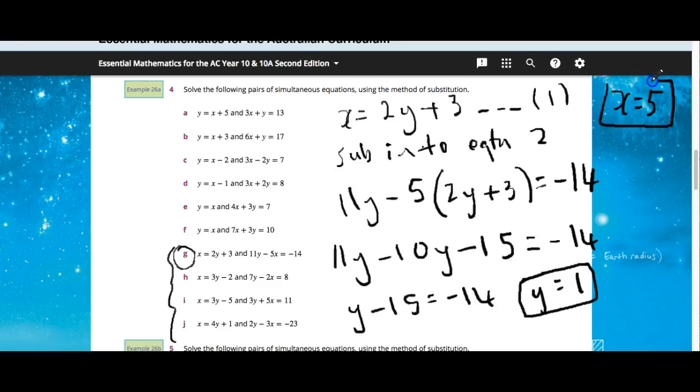Hopefully you know how to do it on CAS, so you can check your answer. Alternatively, you can substitute them back into your equations, and if the left-hand side equals the right-hand side, you've done it correctly. Well done.